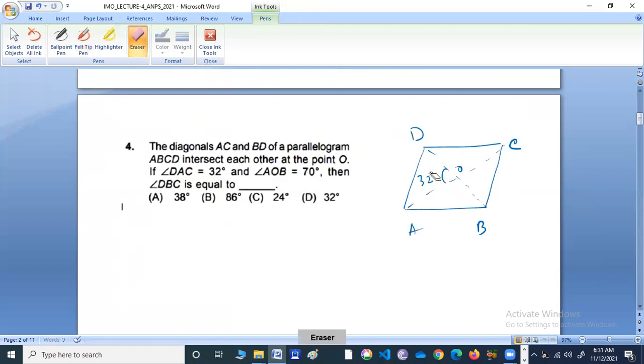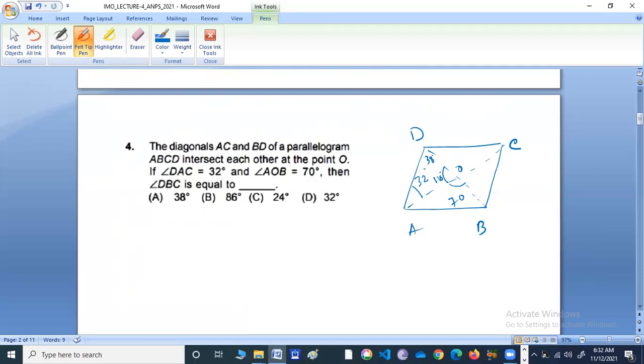Okay, now angle DAC is 32. Now fine, AOB is 70. So this is 70, this is 70, and this is 110. This is 110, this is 32. 110 plus 32 is 142, therefore 38. This one is 38.